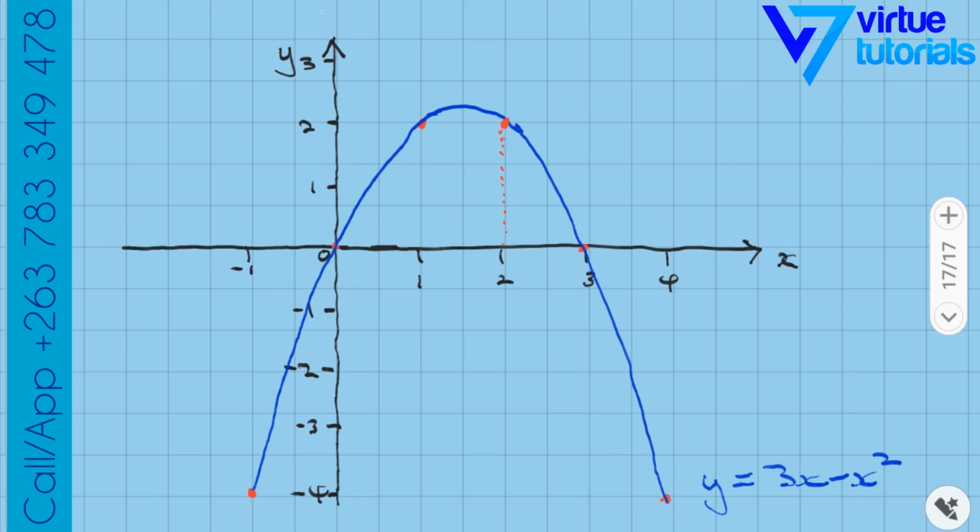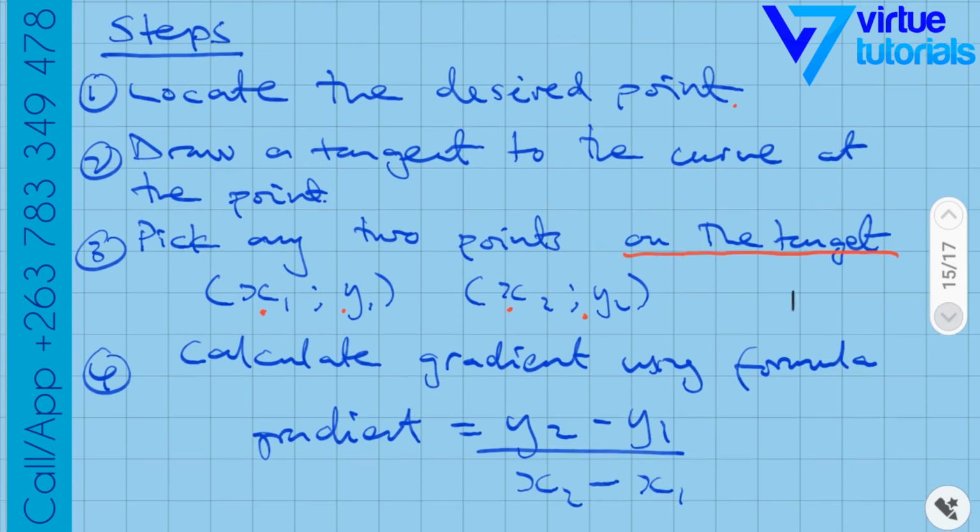Our tangent is going to be a straight line. You use a ruler. It proceeds from outside the curve, makes contact with the curve, and moves past that point like that. So that's our tangent. Right? Once we've drawn our tangent, we've done the first 2 points.